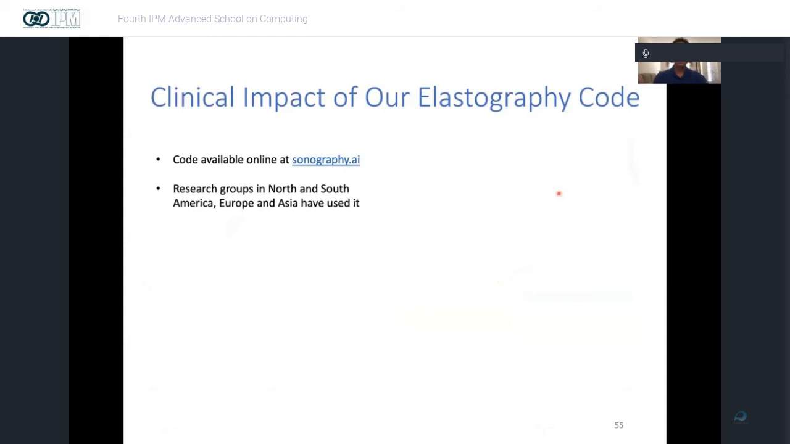So I'd like to talk about one clinical impact of our elastography code. Again, I'd like to highlight that many of the RF data, like raw ultrasound data, many images, and most of the code that I presented in this talk are available on my website at sonography.ai.